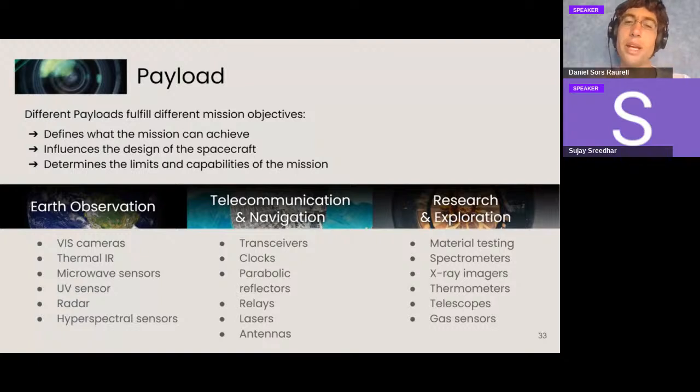So these are examples of some of the payloads that we could have chosen in other missions that we could have been defining. We focused more on research and exploration. So this is just to give you an example of different instruments in all these three verticals. In Earth observation, we could be having microwave sensors, UV sensors, radar, different thermal infrared, different frequency measurements. In communications, we could be having reflectors, relays, lasers, antennas, transceivers of many kinds in different frequencies as well. And in the research domain, we could also have telescopes, gas sensors, X-ray imagers, thermometers, spectrometers that could be used for the mission that we selected.